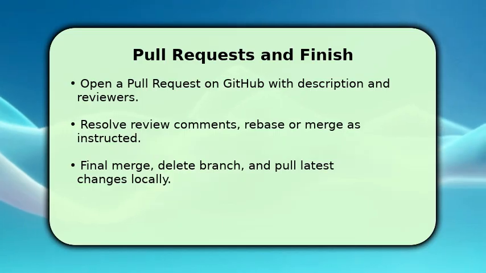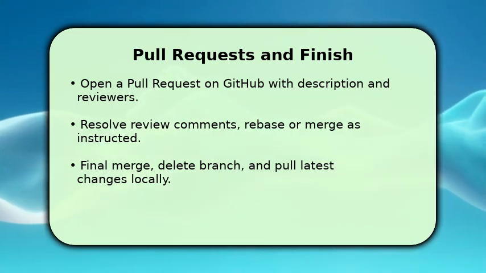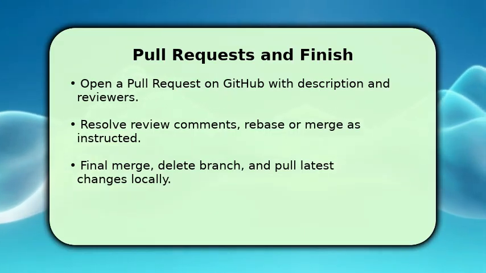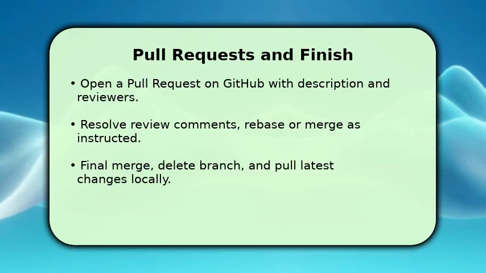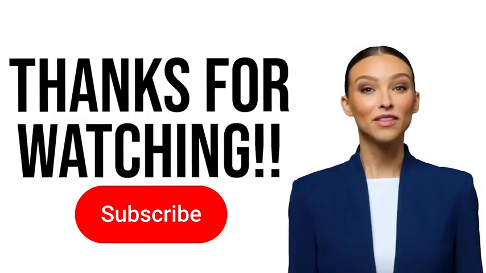When approvals are complete, merge via the web UI using the chosen merge strategy. After merge, delete the branch to keep things tidy and pull the latest main branch locally with git pull. If something breaks, run git status and git log to inspect state. Rebase or reset carefully.